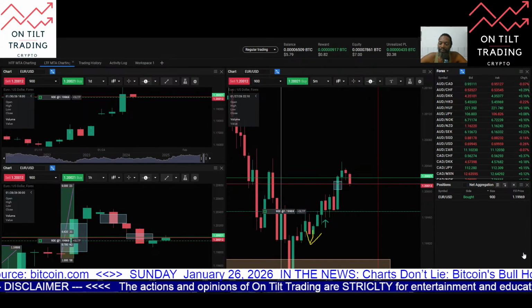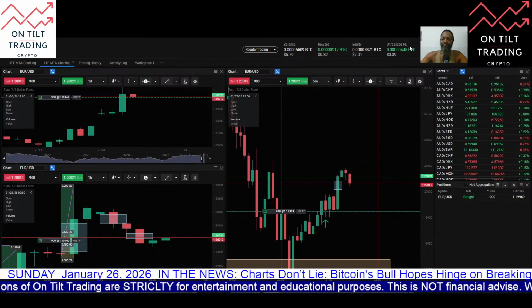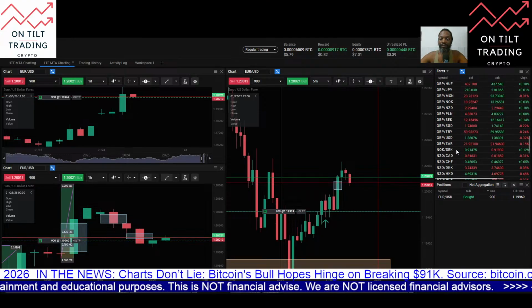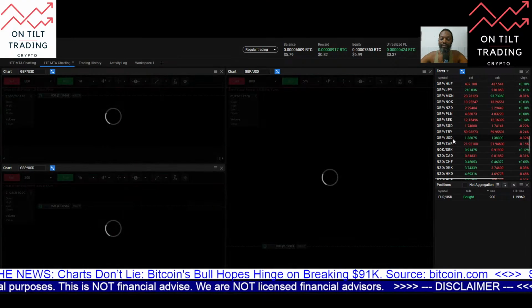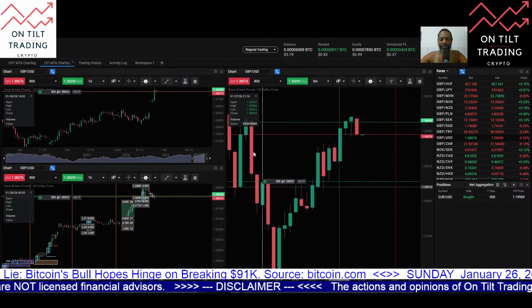So very interesting pattern price has put in here. Let's check on pound dollar to see if it's getting any closer to entry. Maybe it's turning down.